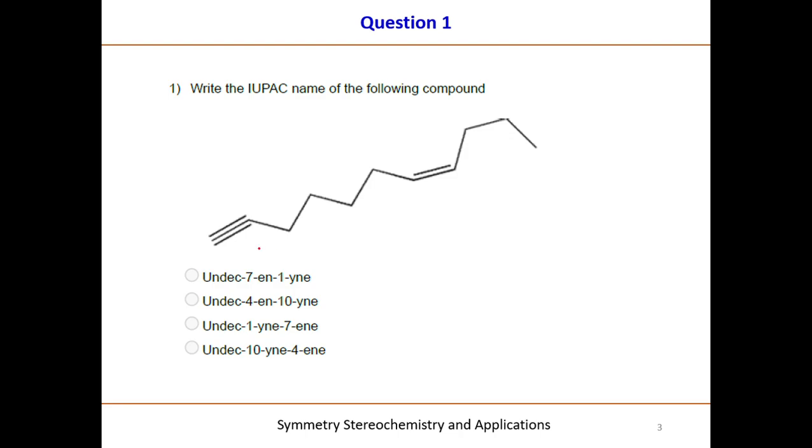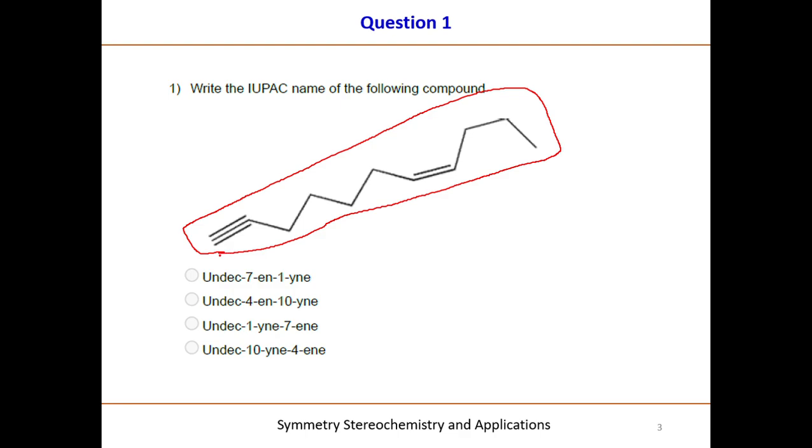You can see here we don't have any suffix present. Suffix means highest priority functional group. We don't have any suffix here. There is no functional group present, only a double bond and a triple bond. So we will consider that one. Since a highest priority functional group is not there, this is the parent chain. The highest priority functional group here is the double bond and triple bond.